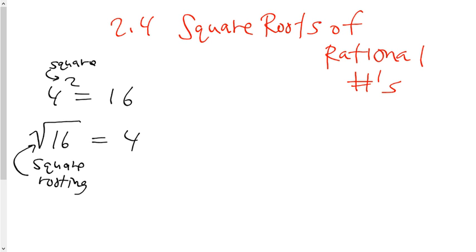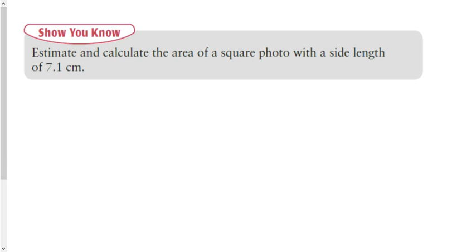Okay. So with the next section, what we're really going to do is learn how to do square roots with terminating decimals. We're going to learn how to do square roots of fractions, right? We're going to learn how to calculate these things. So in our first example, I'll show you now, it says estimate and calculate the area of a square photo with a side length of 7.1 centimeters.